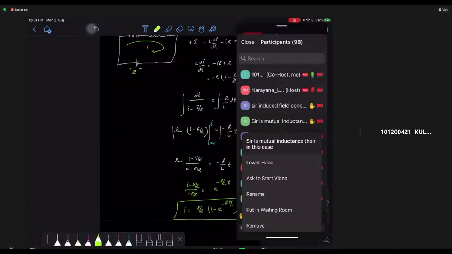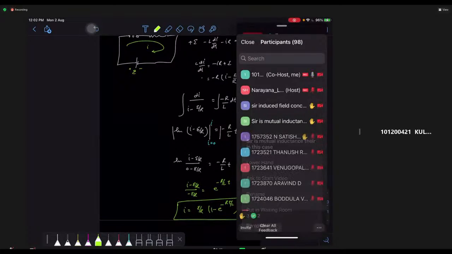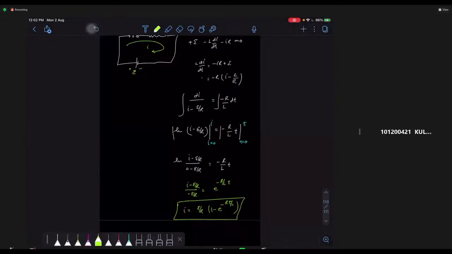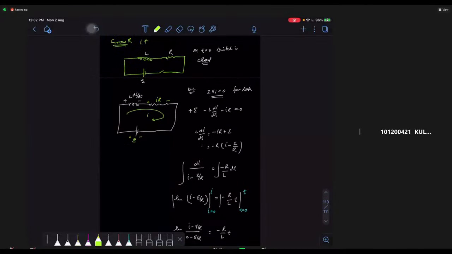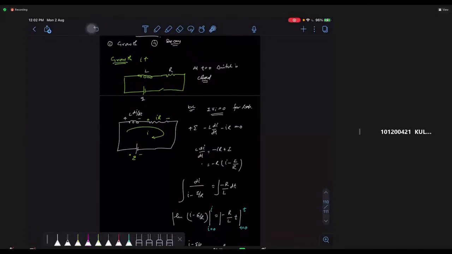Is there mutual inductance in this case? No. In this problem, see here, the inductor is a self-inductance. Only a single circuit is there. We don't have any second circuit here. So it is a single circuit, and in that single circuit you have internal resistance, circuit resistance, and the inductance is also the circuit inductance.